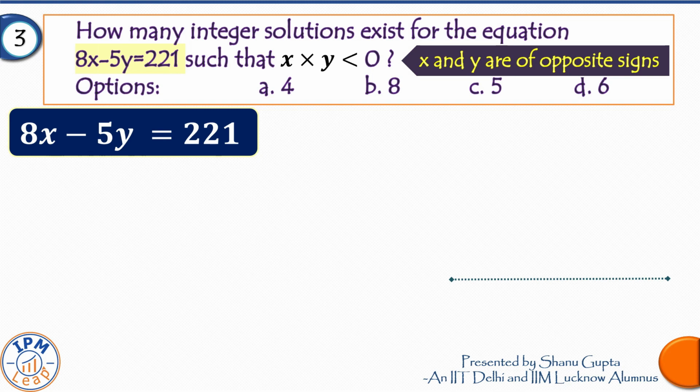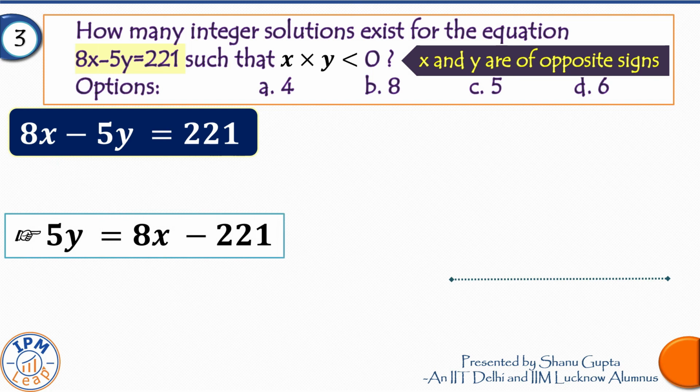So let us rewrite this equation in a workable format first using the steps that we have learned for special equations. First, we transfer the term with larger coefficient to the right hand side and we get 5y is equal to 8x minus 221.